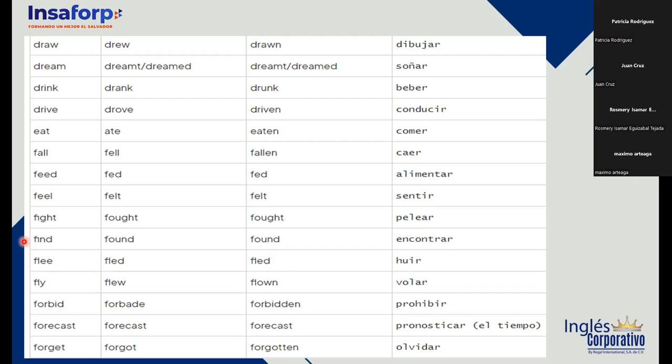Find, found, found. Flee. This one is not flee, this is fled. Fled. Mm-hmm. Leave, left. Fly, flew, flown. Fly, flew, flown. Okay, thank you very much.